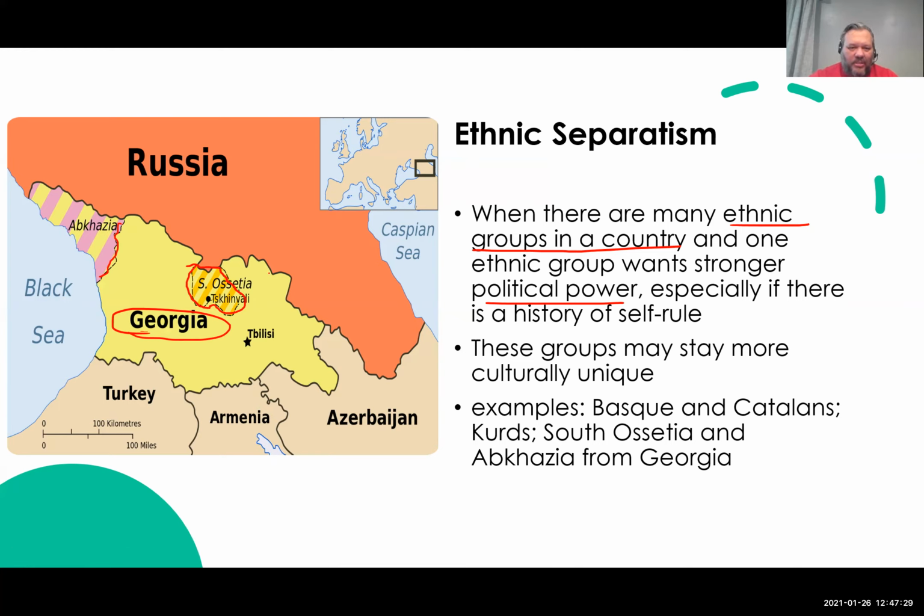Now, there's some questions right now. The international community still recognizes South Ossetia as part of Georgia. Russia, however, has come in because this part used to have heavy Russian influence. Russia has recognized South Ossetia as its own country, as well as Abkhazia. So those are just some examples of ethnic separatism.